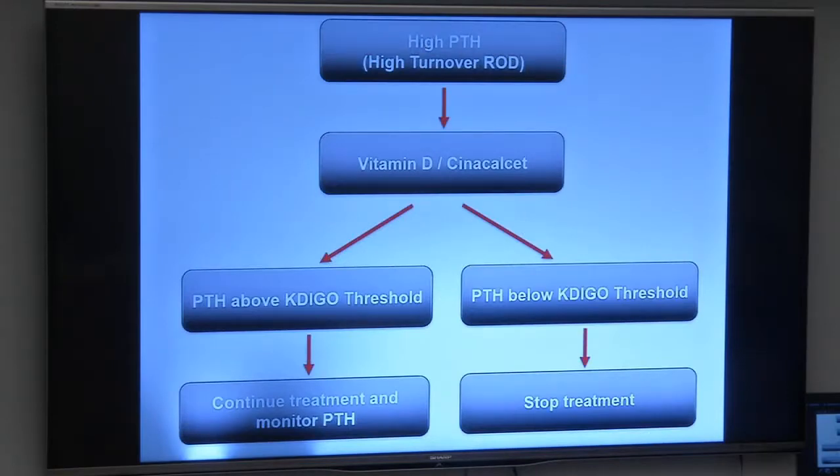Would you suspect adynamic bone disease if you had a stage 4 patient but a normal PTH?